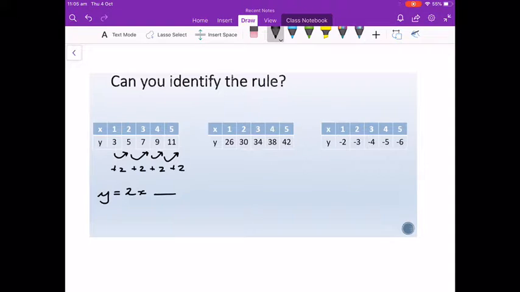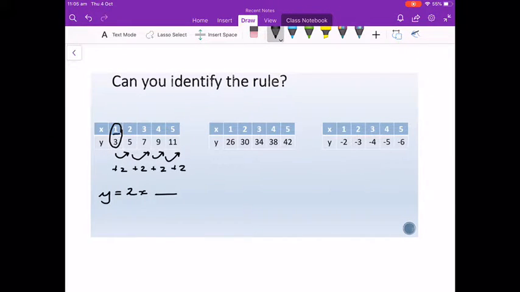So we have a look at the relationship and correlation between our x value and our y value. So the formula tells me that I have to multiply the x by 2. Now 1 times 2 is 2, but how do I get from 2 to 3? You add 1.